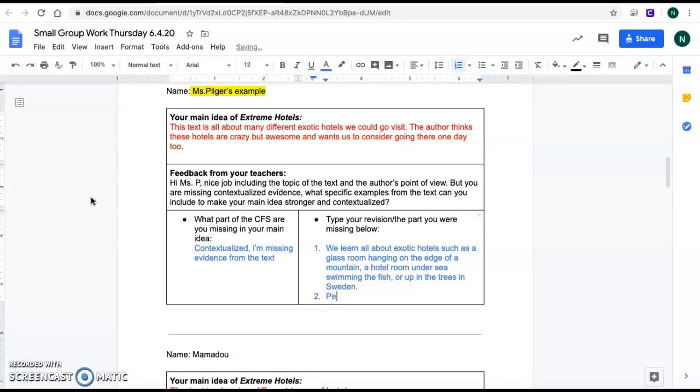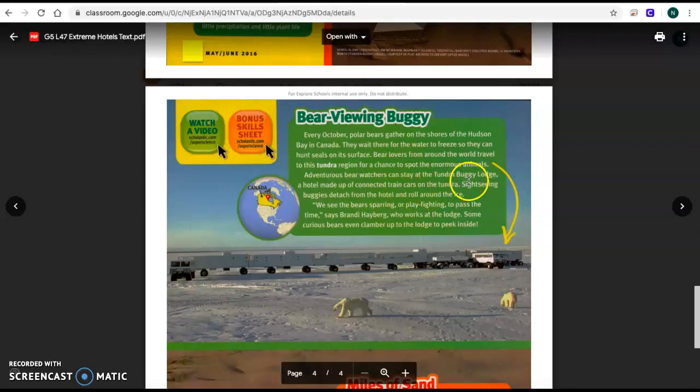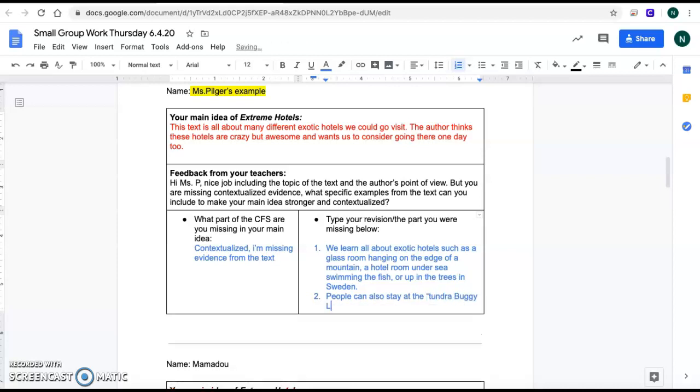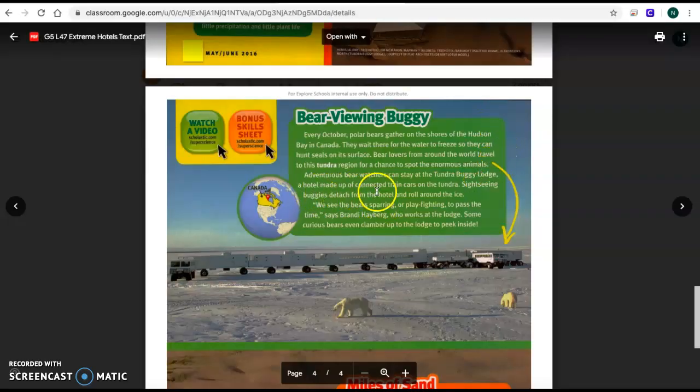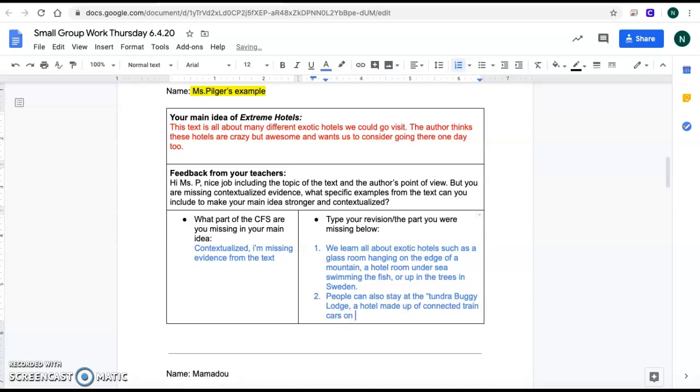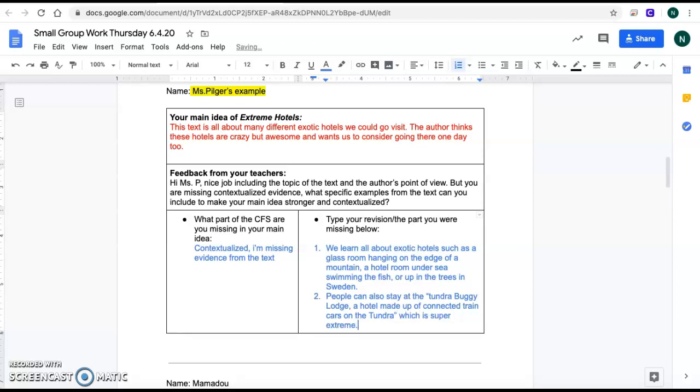All right, so people can also stay at the, what was it called again? Let's see. Tundra Buggy Lodge. Okay, at the Tundra Buggy Lodge, a hotel made up of connected train cars on the tundra, which is super extreme.